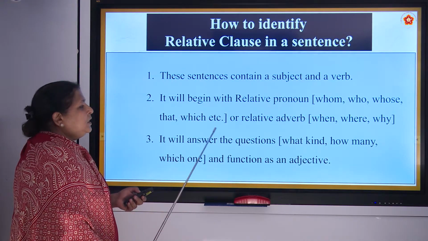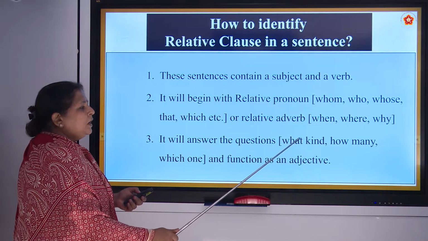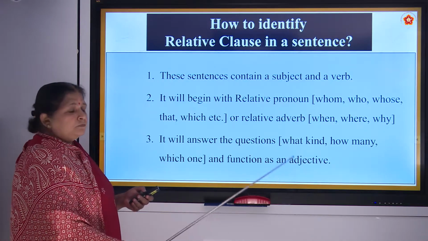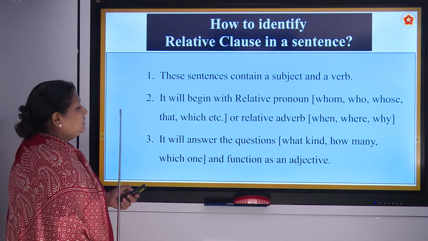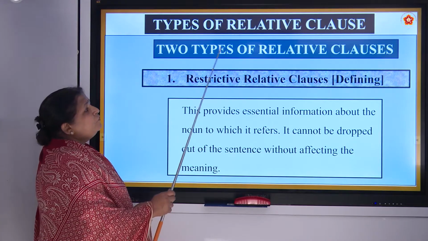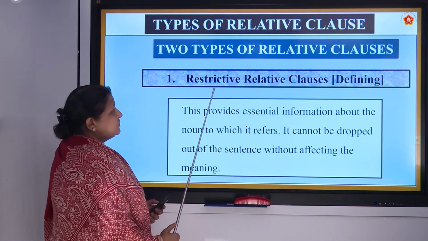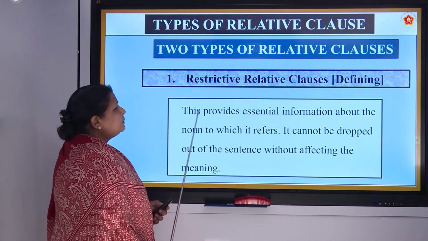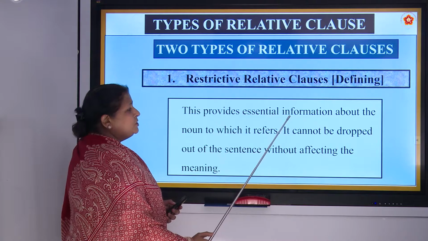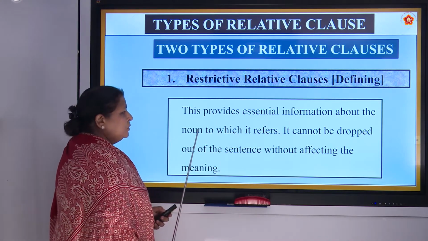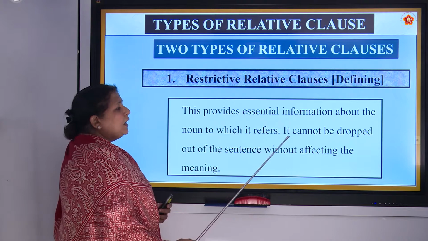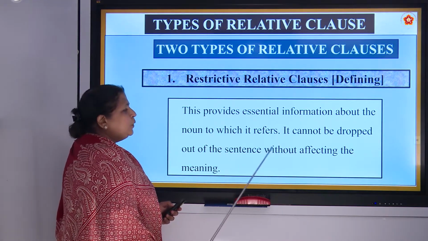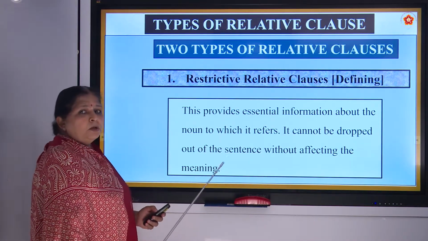It will answer the questions what kind, how many, which one, and function as an adjective. Understood? Yes. There are two types of relative clauses. Restrictive relative clauses. Now let us see the definition. This provides essential information about the noun to which it refers. It cannot be dropped out of the sentence without affecting the meaning.